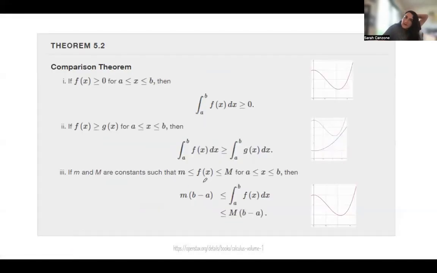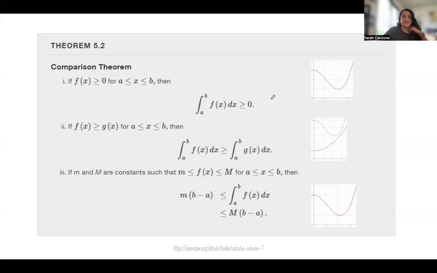All right. Here is a little comparison theorem. This isn't necessarily something that you have to memorize. This is just an interesting note, I want to say. So if your function is positive for your entire interval from a to b, then your integral is also going to be positive, because your integral is area.